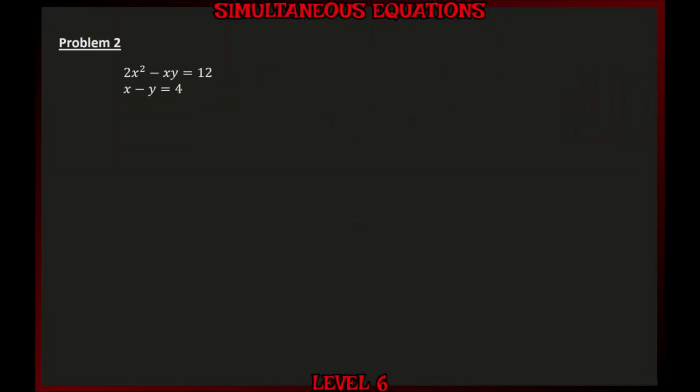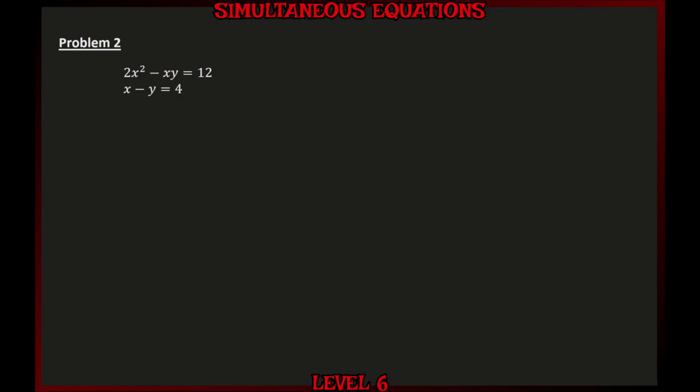In problem 2, we're solving 2x squared minus xy equals 12 and x minus y equals 4. Now the first equation is nonlinear and the second is linear, so to solve these we need to use substitution. And at the moment we don't have either equation with x or y as a subject, and that's what we need before we can substitute.